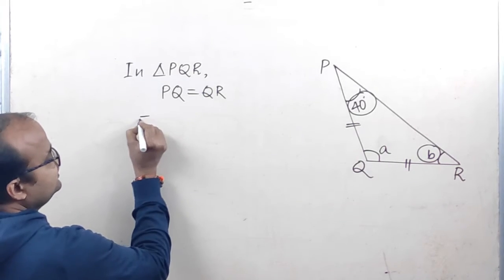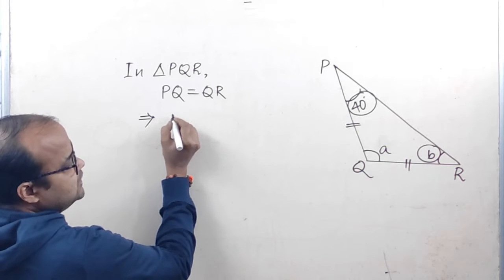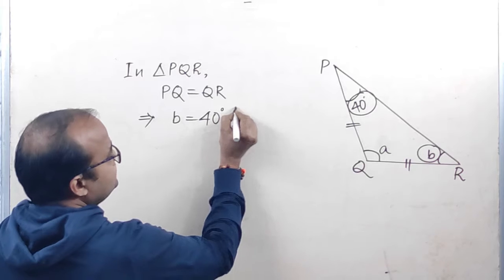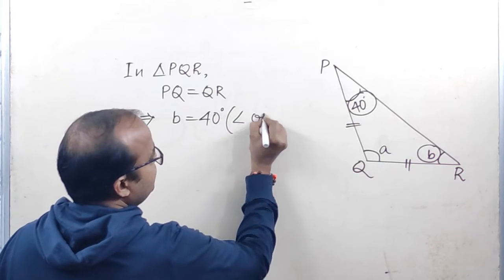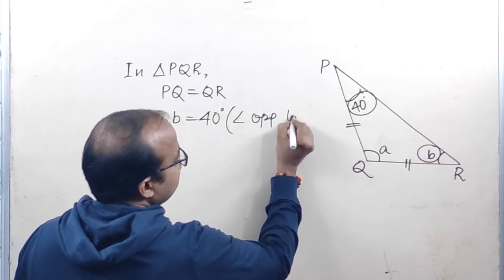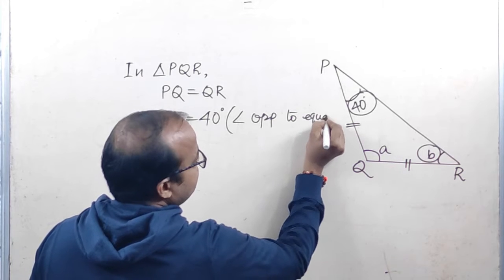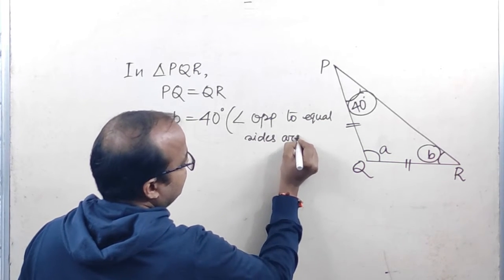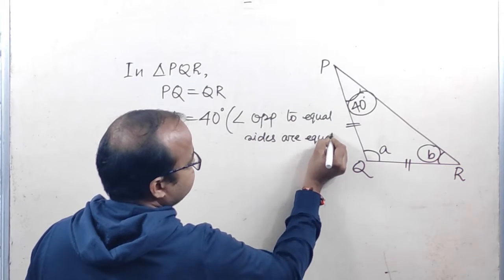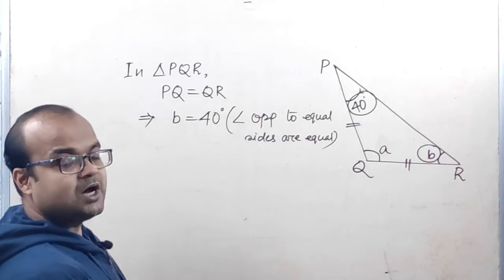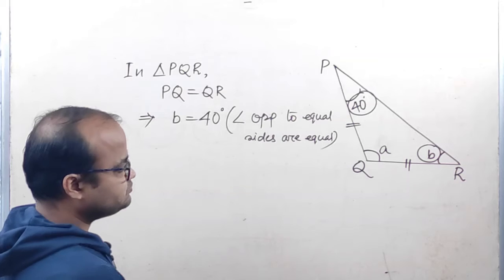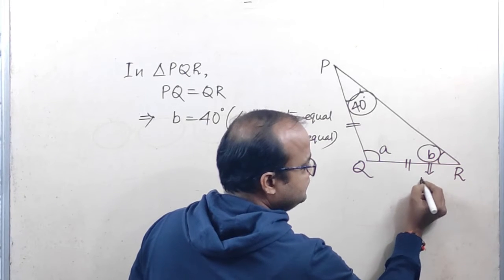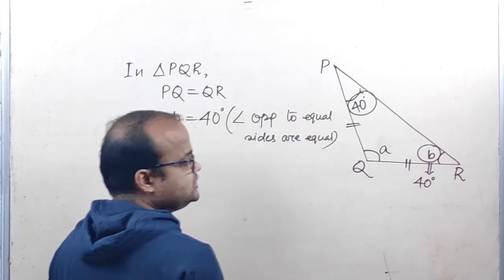So here we write, therefore B equals 40 degree. Reason is angles opposite to equal sides are equal. This is the property of isosceles triangle. Now that means we got the value of B as 40 degree.